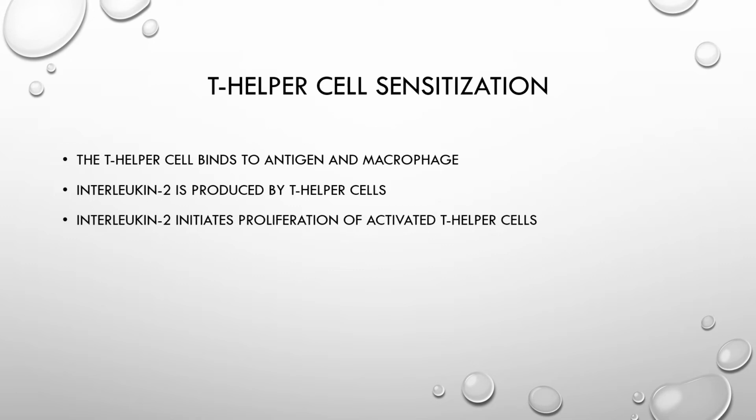Interleukin-2 initiates proliferation of activated T cells. These activated T cells produce many T helper cells, and these cells are suppressor and cytotoxic-like memory cells. Interleukin-2 is the lymphokine secreted by T helper cells, and that is called T helper cell sensitization.